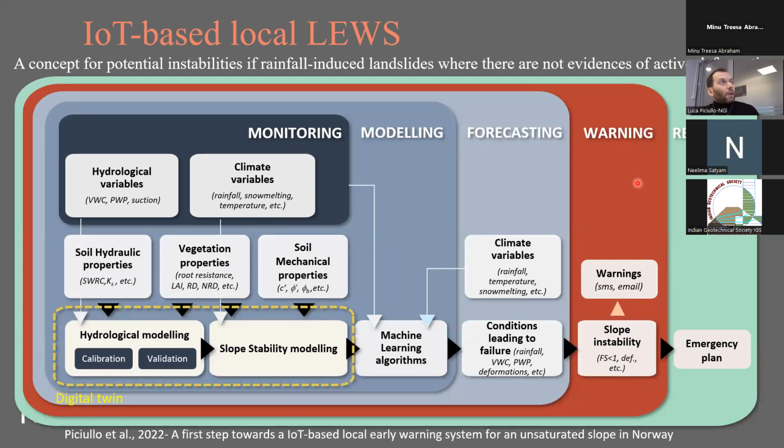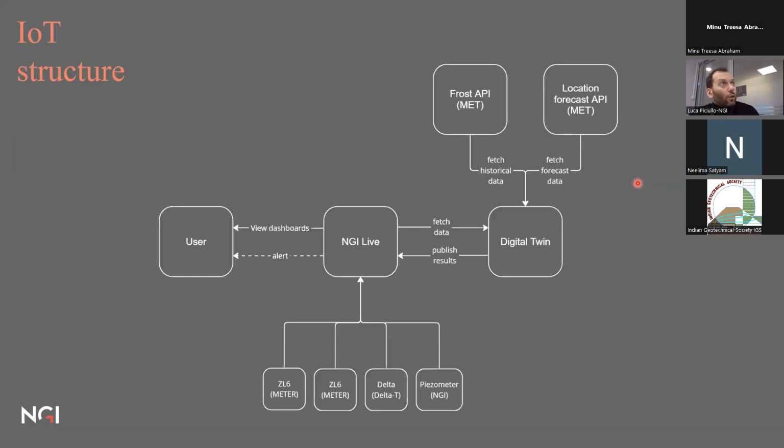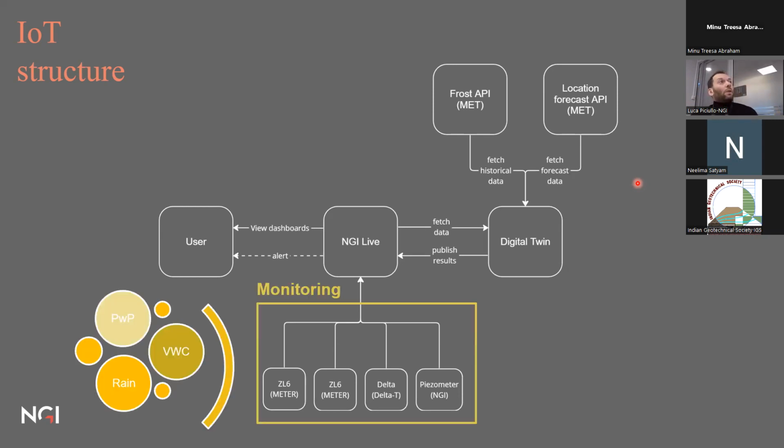Now, how we have used this framework in a practical way, this is what I'm going to show you. This is our IoT structure. I also need to apologize because some of these things may not look so nice. We are still in the process of producing the final figures for our paper. So this is our IoT structure. This is the monitoring. So we are monitoring different things, using sensors from different companies.